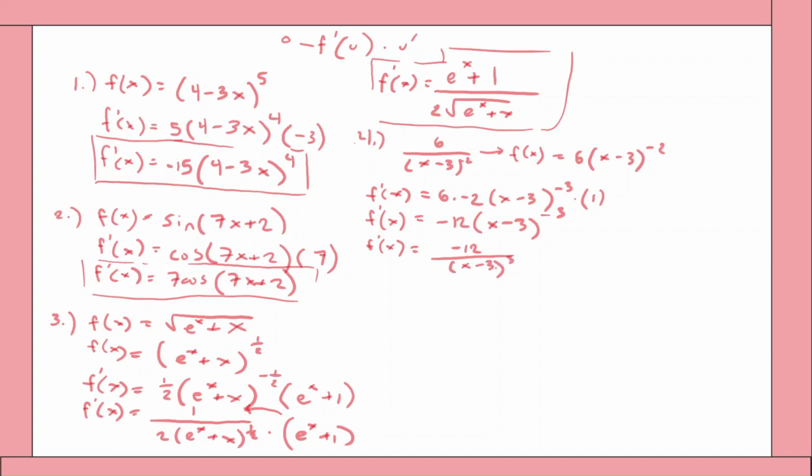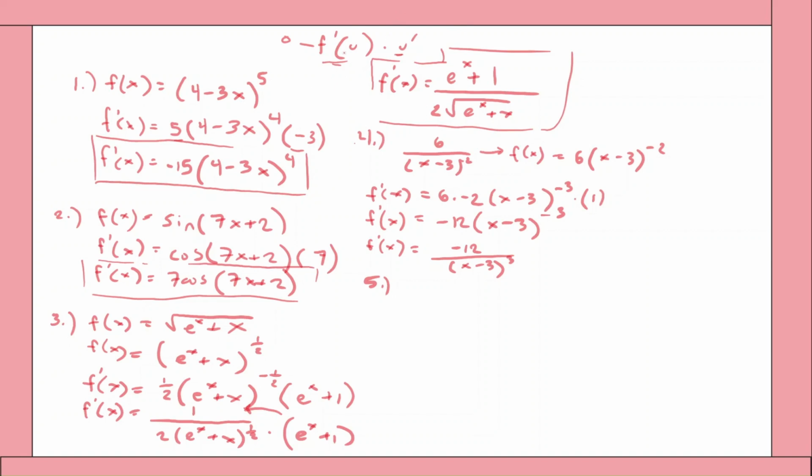So the answer is pretty similar to how you just started. Negative 12 over x minus 3 cubed. And you would have gotten the same answer had you just done it with the quotient rule as well. So what if we tried doing things that had more than one chain? In all of our examples so far, we've had our outer function and then our inner function, and that's been it. But what if there was more than one inner function?